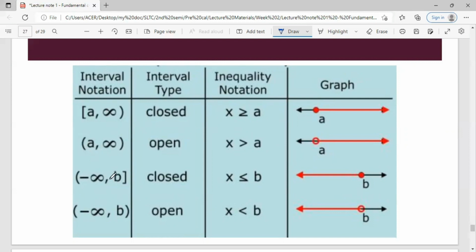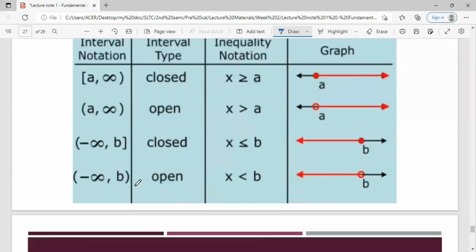Then the next one, (−∞, b]. Here b is closed, and we can write x ≤ b. So we can draw this one. The next one is (−∞, b). We know that this one is an open interval, so x < b. Then draw a circle and don't color it, because this one goes to negative infinity. So all these intervals are unbounded.